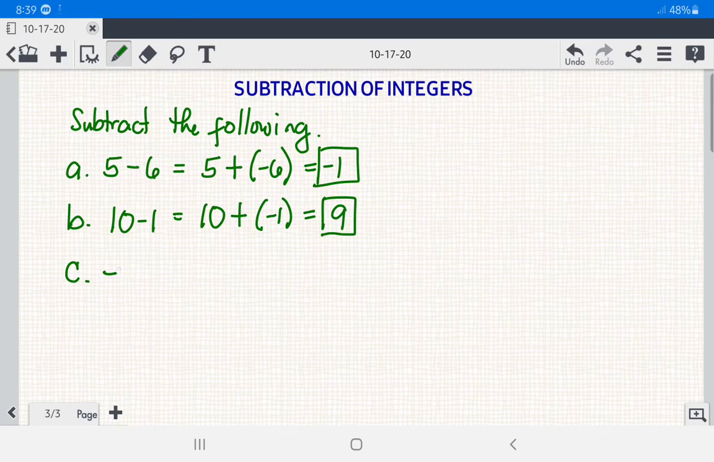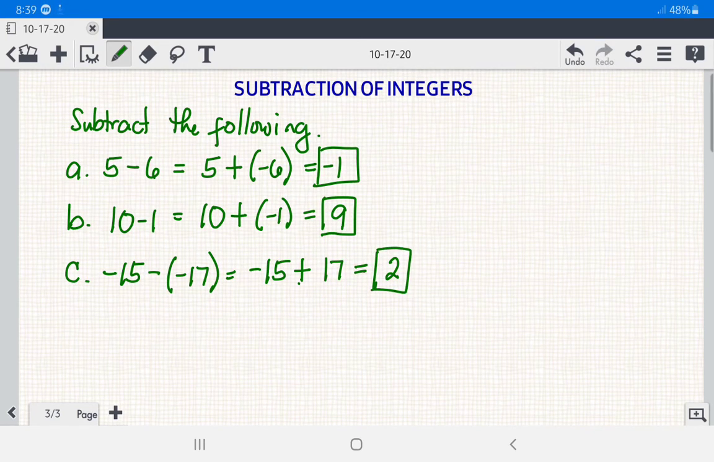Next, for letter C, we have negative 15 minus negative 17. Okay. So, again, copy negative 15. Then, plus. Since we have here negative 17, change it to positive 17. Then proceed to addition. As you can see, we have here now integers with unlike signs again. So, automatically, you subtract 17 minus 15. Then, we have 2. Then, what is the sign of the bigger number? We have positive. So, the answer here is positive 2.